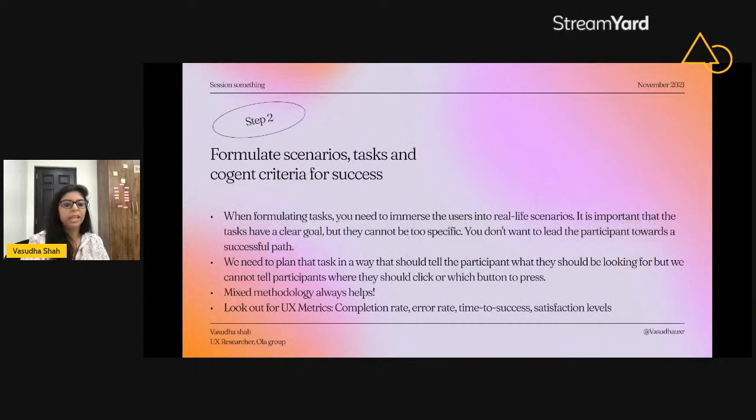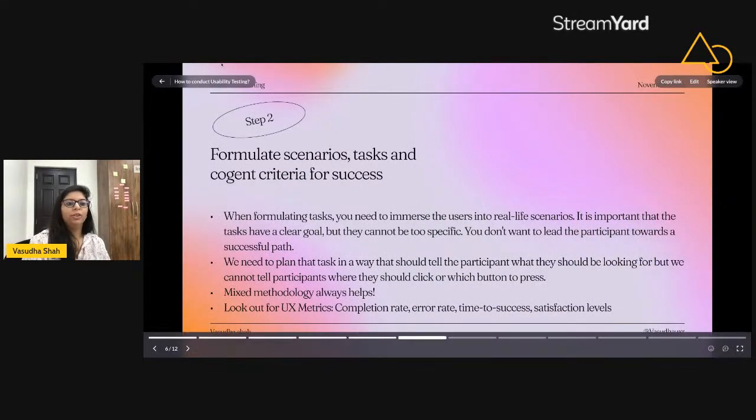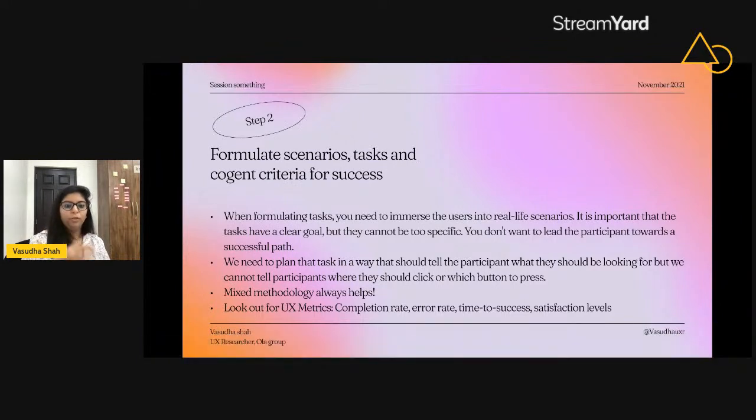Step number two, after you've done all those things, try to formulate scenarios, right? Usability testing is when you give users a lot of tasks. So formulate scenarios, tasks, and clear criteria for success. Very clear criteria for success. By clear criteria of success, what I mean is metrics. Are you measuring the participants' success rate on any sort of metrics? If yes, what kind of metrics framework are you using?